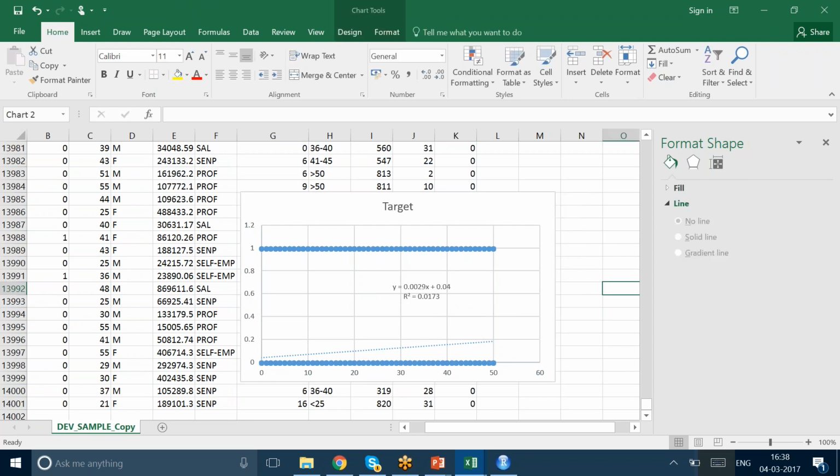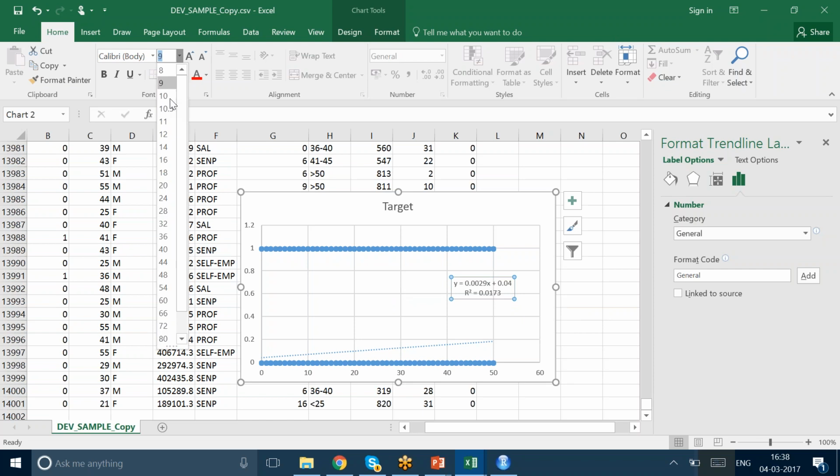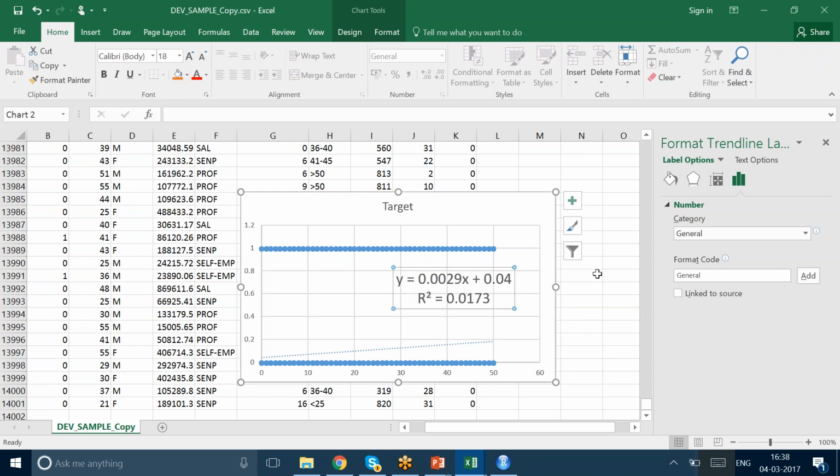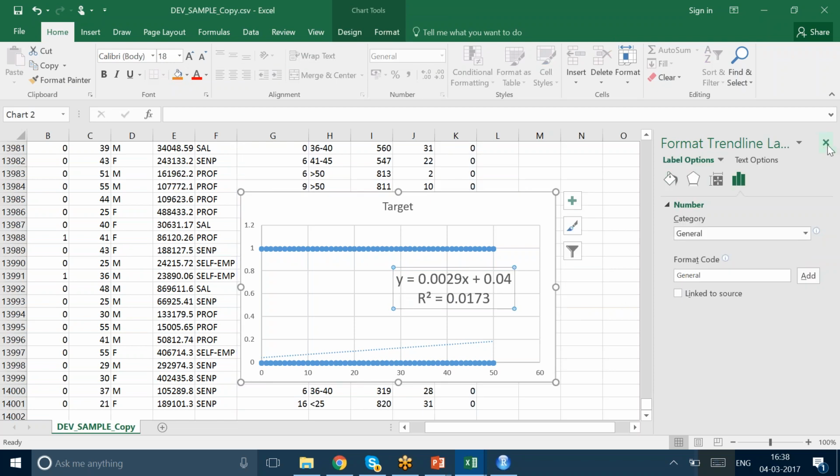Why is it not allowing me to increase the font size? I'm not able to increase the font size. Probably it will be here. Yeah, I got it. So this is my equation, linear equation. I hope all of you are with me.